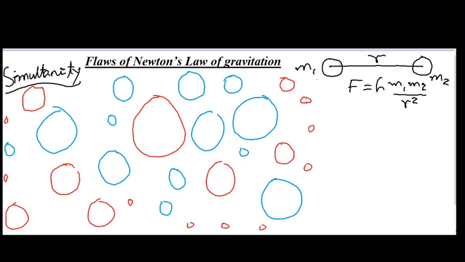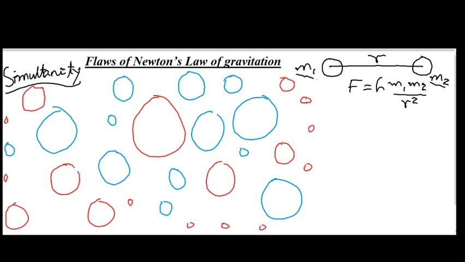For example, here we have a mass m1 and a second mass m2. The distance between them is r, and according to this law, the force of gravity between them is F equals G m1 m2 over r squared. Here G is the universal gravitational constant. This law describes the force of gravity between two objects very well, but it has two important flaws.